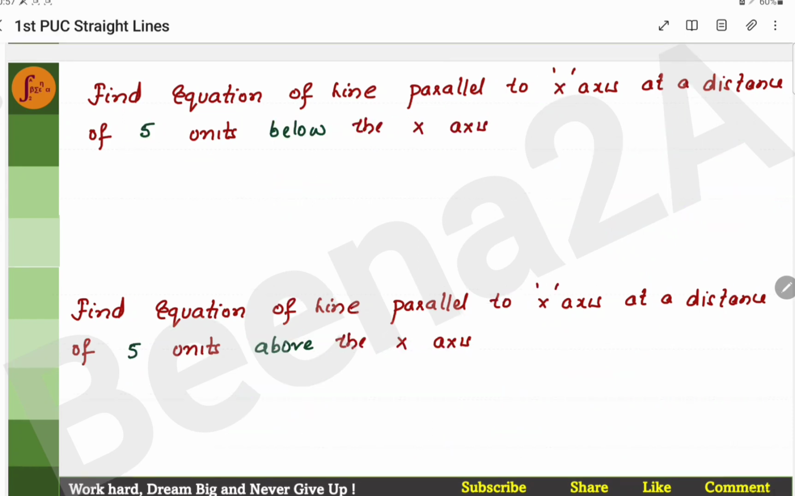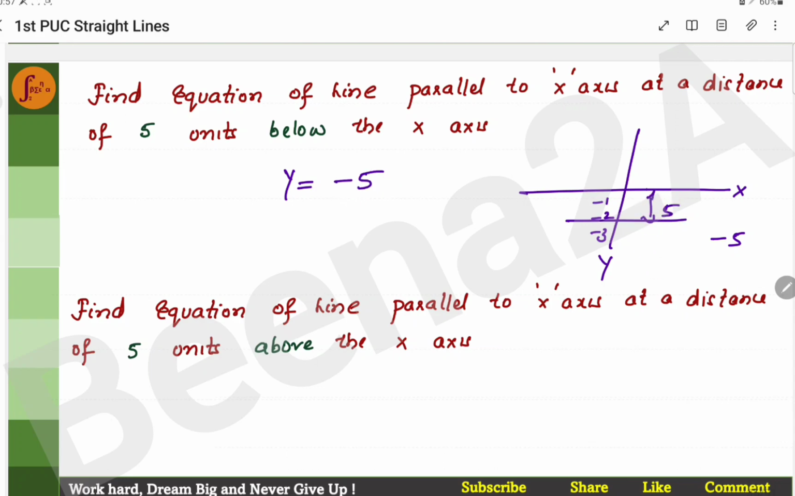Let's take another problem. Find the equation of a line parallel to the x-axis at a distance of 5 units below the x-axis. This is my x-axis, and below it I have a line at 5 units. Since it's below the x-axis, that means negative y. Since it is parallel to the x-axis, the equation will start from y: y is equal to, 5 units below, so -5. Similarly, find the equation of a line at a distance of 5 units above the x-axis.